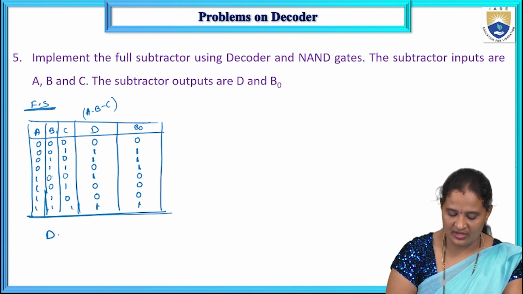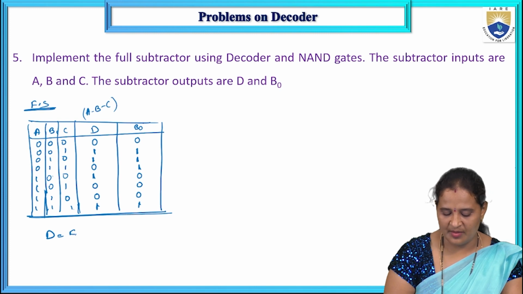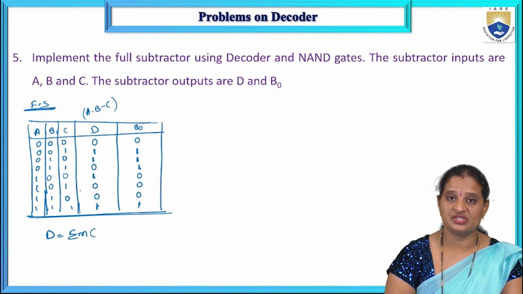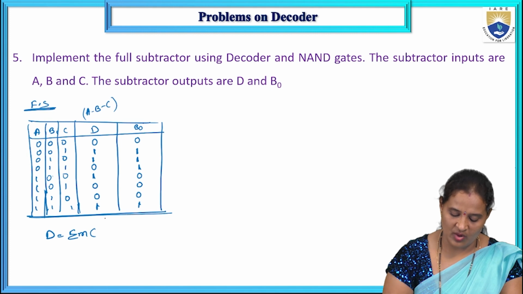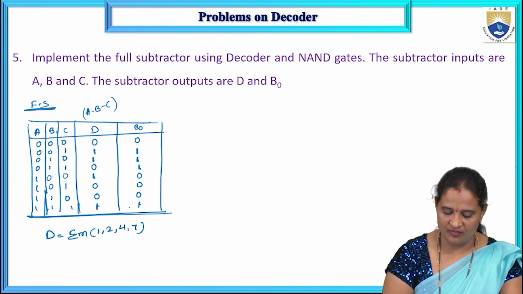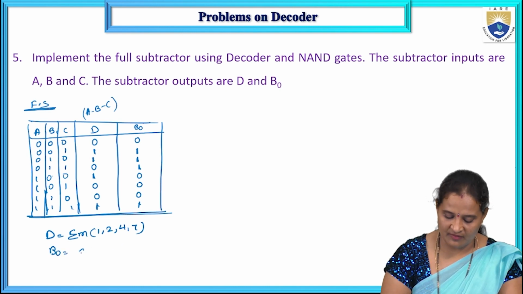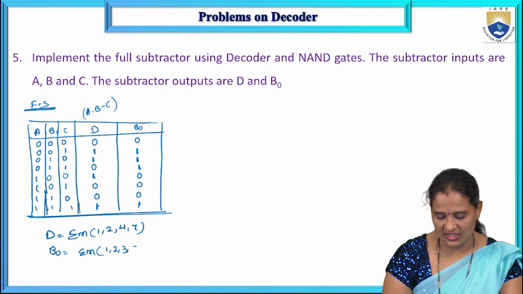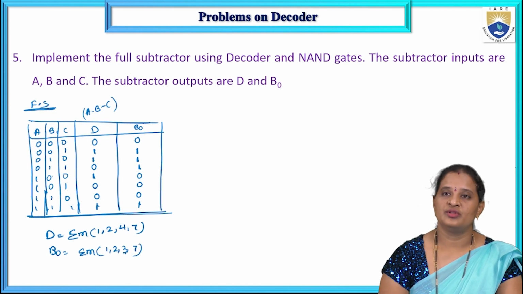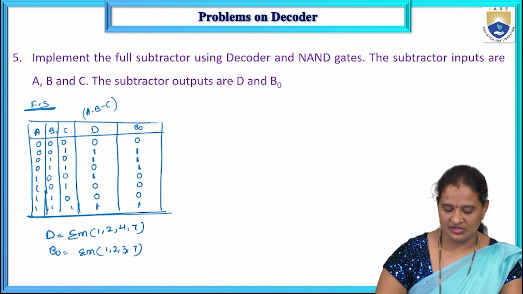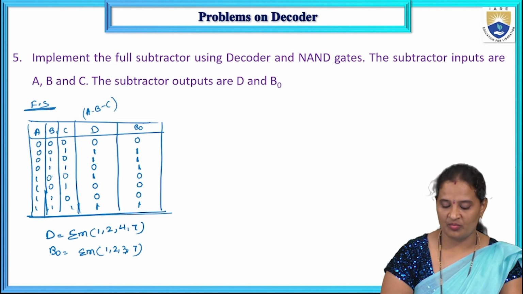So now I can write difference output as summation m of, for which combinations the difference output is becoming 1, that is 1, 2, 4, 7. And similarly, borrow output B out can be given by summation m of 1, 2, 3, 7. So this is the function. This is the subtractor and its operation.